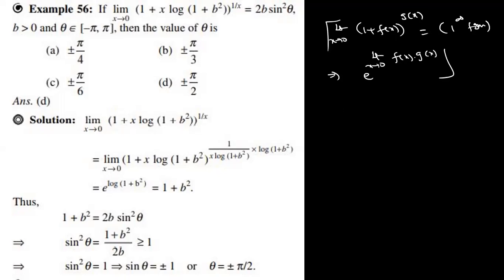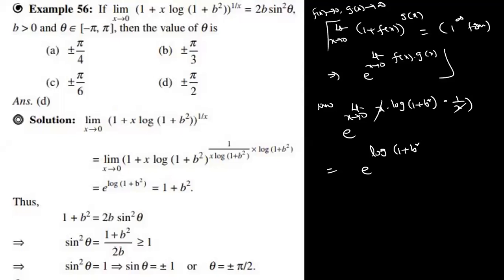In this case, f of x is tending to 0 and g of x is tending to infinity. See carefully. Then directly, e power limit x tends to 0, we can write x into logarithm of 1 plus b square into 1 by x. x cancels, dear students. So e power logarithm of 1 plus b square, because it is constant, e power and log both are cancelled. 1 plus b square is coming.